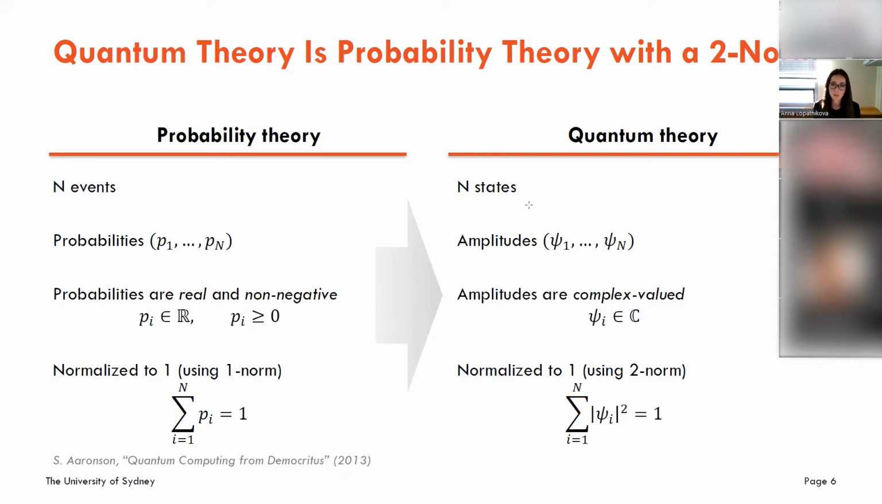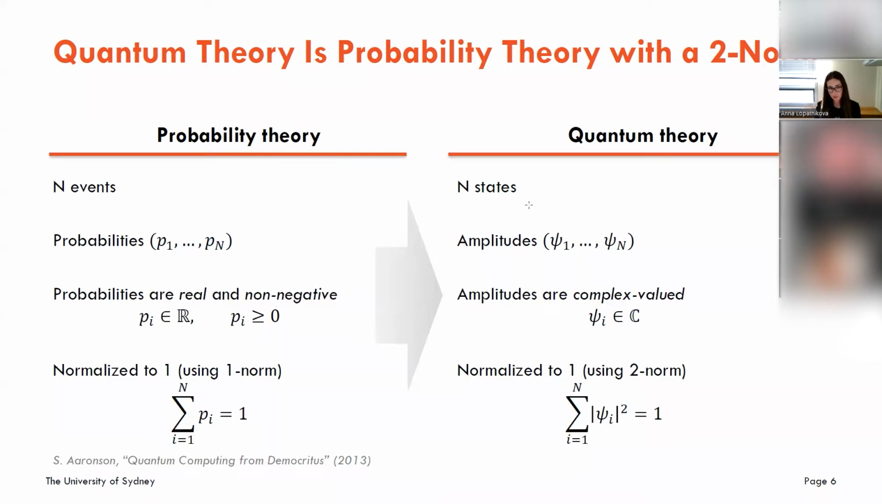It's quite counterintuitive. But mathematically, quantum theory, which describes this quantum physics at the atomic scale, is probability theory with a two norm. And what I mean by this, I will explain in a second. So classical probability theory, laid out on the left-hand side, is what we're used to.